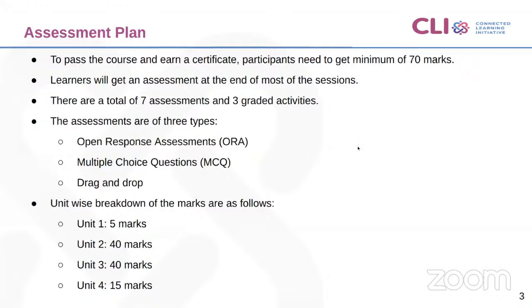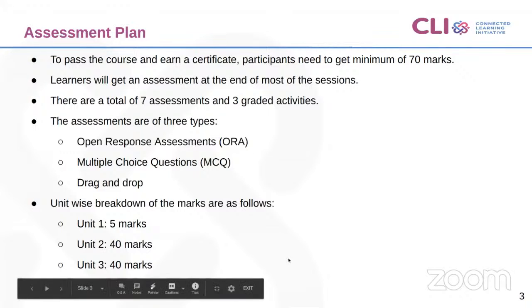The unit-wise breakdown of marks is: unit 1 is of 5 marks, second is of 40, third is of 40, and the fourth is of 15 marks. If you want to check this, you can also get the assessment plan in the course. In the starting, it is there. If you want to know something more, you can ask it in the chat box. We'll answer it.